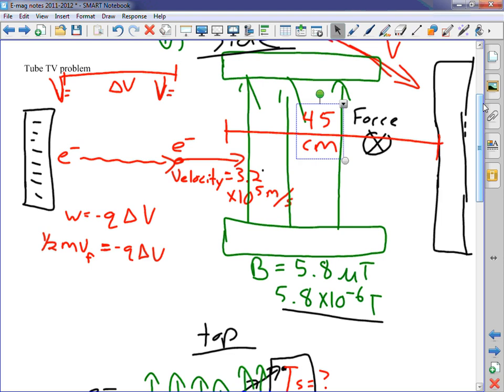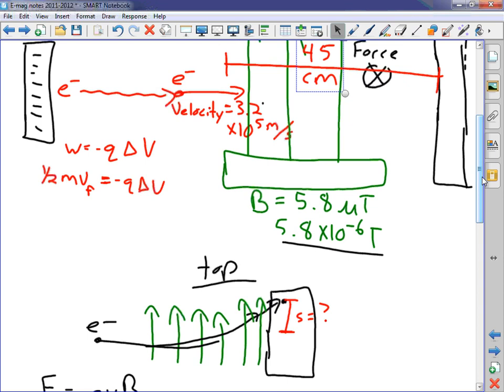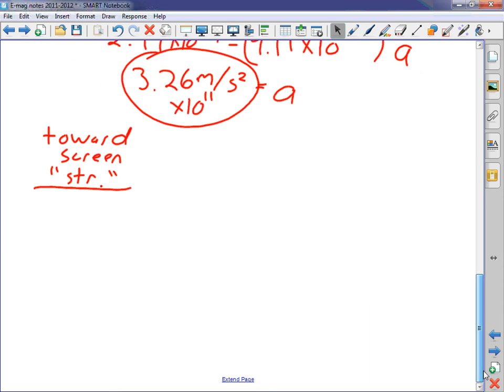There's nothing accelerating the electron towards the screen, so it's going to go at a constant velocity. We know the velocity, 3.2 times 10 to the fifth, and we know a displacement, 45 centimeters. So displacement, we'll call that S equals 45 centimeters. That's 0.45 meters. A velocity, which we said was 3.2 times 10 to the fifth meters per second, and we don't know anything about time.